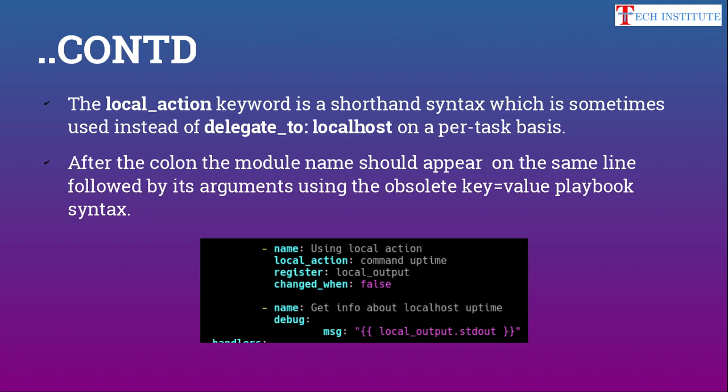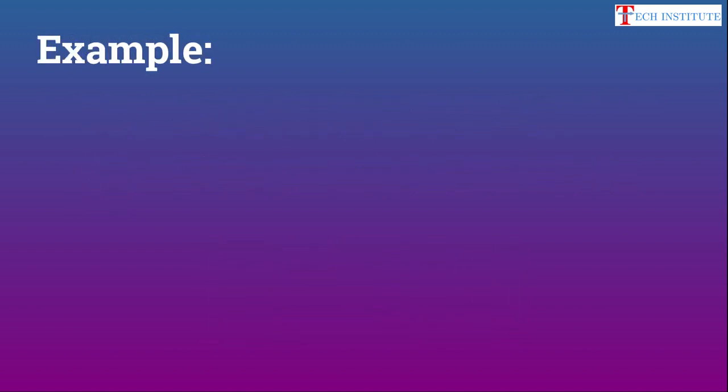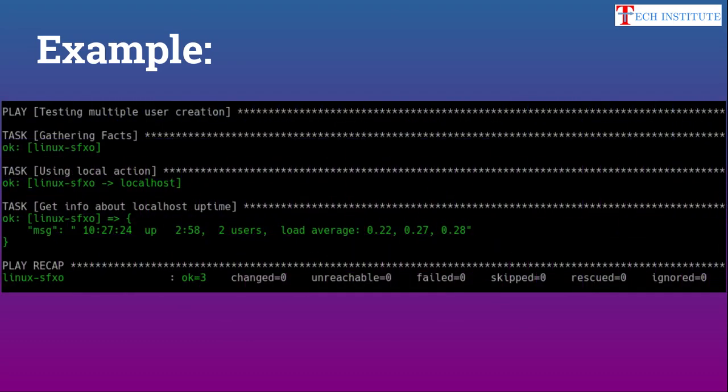So like this you can use local_action, but remember this is an obsolete method, and it is better to use delegate_to. Now moving on, you can see the example also. This is the example when you run using local_action. Here also you can see Linux SSH, so from there the task goes to localhost.